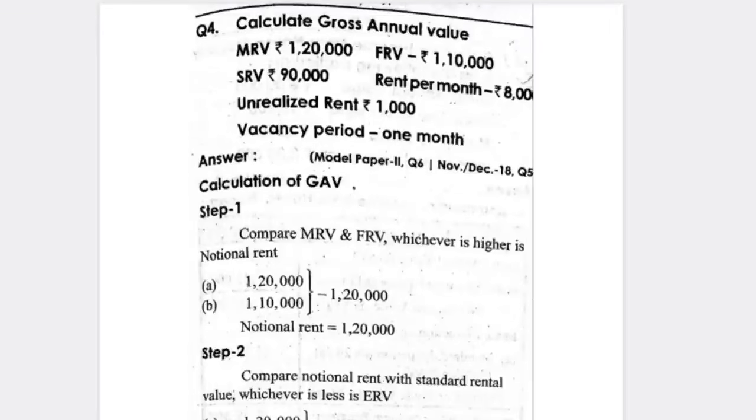Here you see, calculate GAV, that is gross annual value. MRV they have given 1,20,000, FRV they have given 1,10,000, SRV standard rental value 90,000. Rent per month, actual rental value means whatever amount you are receiving every month, that is called ARV. How much you are receiving? 8,000 per month. Unrealized rent you are having, and vacancy period 1 month. Vacancy period is nothing but you are having no one in that room. No tenant is there in that 1 month, then you will not get rent at all.